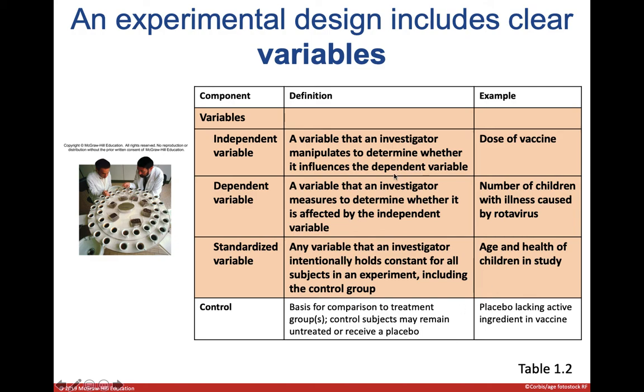So you can go over these if you'd like to. Here's the scientific method talking about the dose of the vaccines, the rotavirus that we went over earlier, and where you would find the independent, dependent, and standardized variable for each one of those examples.